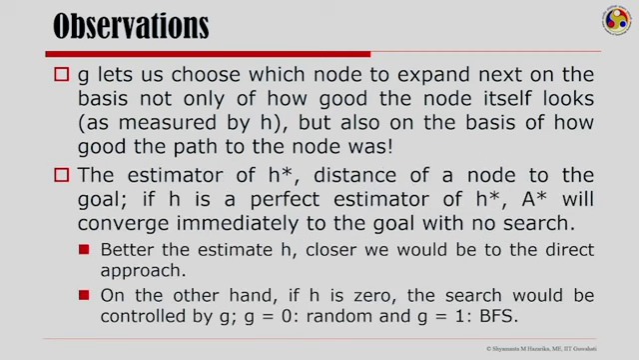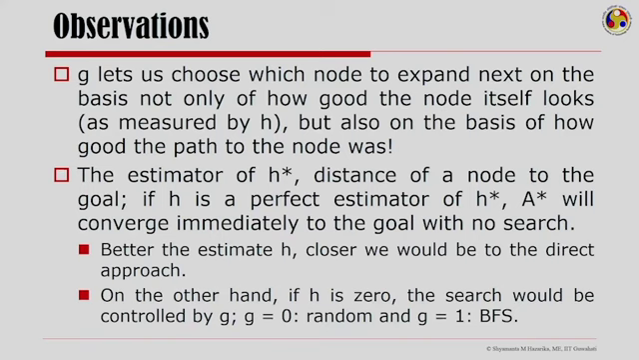The estimator h star, the distance of a node to the goal, is another interesting observation. If h is a perfect estimator of h star, A star will converge immediately to the goal without any search. The better the estimate of h, the closer we would be to the direct approach.